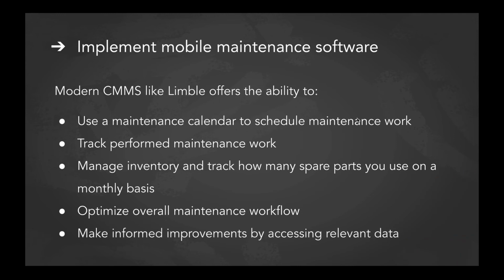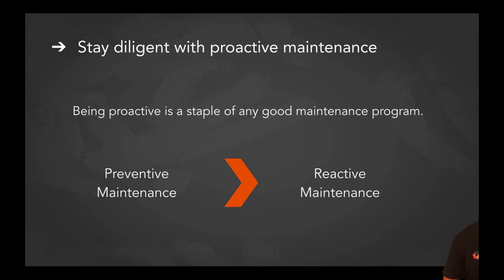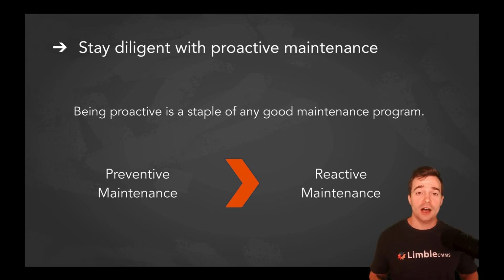A good CMS tracks all the data about assets and how your maintenance team is performing. All that data can be used to generate a variety of useful reports and spot potential bottlenecks. And you can use it to bring to stakeholder meetings so you can make faster decisions more effectively. And the next part here is it helps you stay diligent with proactive maintenance.